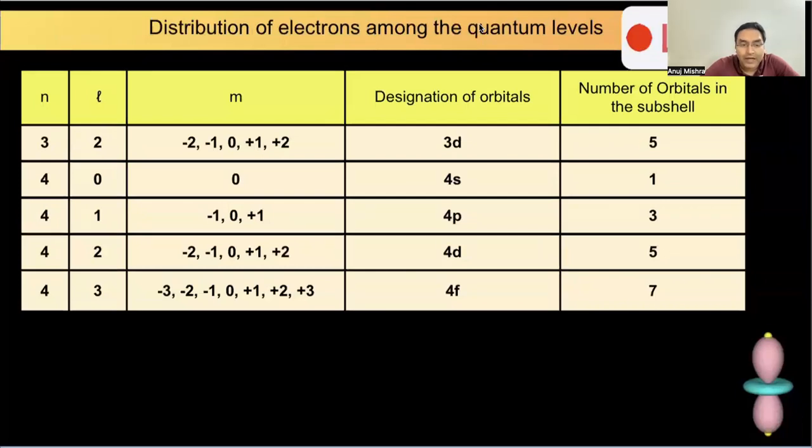Here we are bringing more terms. If n is 3 and l is 2, what will it be? 3d. If n is 4 and l is 0, this is 4s. If n is 4 and l is 1, it is 4p. If n is 4 and l is 2, it is 4d. If n is 4 and l is 3, this is 4f.